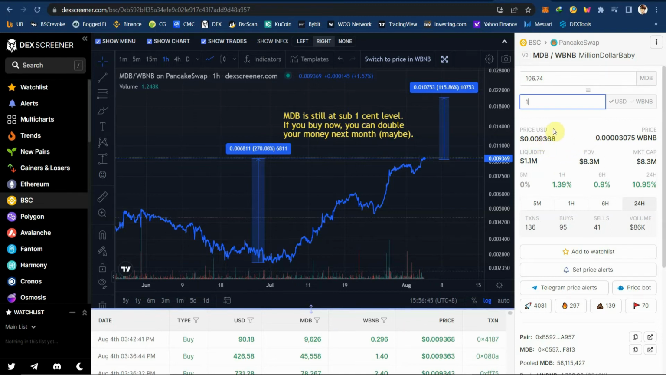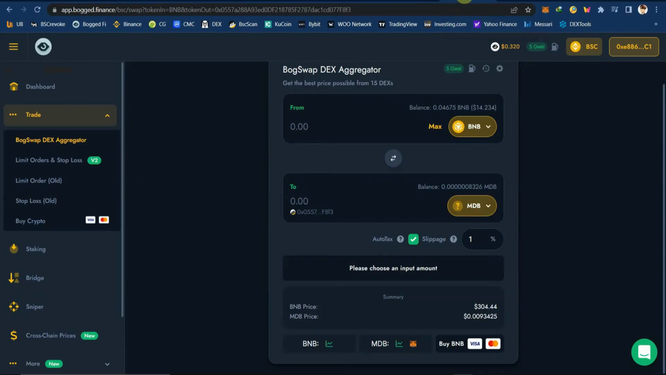0.009368. Okay. So if you can see, from the last lowest point, which was just on July 1, over 30 days ago, it was like 0.002. Now it's up 270%. So imagine if you buy now and it becomes what? 2 cents, it becomes like 115% up. Okay, let's talk about this later.